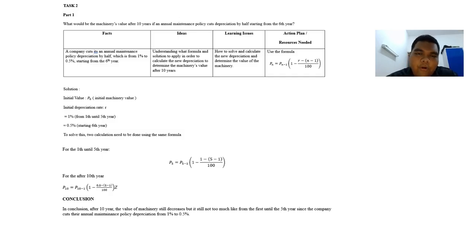So in conclusion for this question, after 10 years, the value of this machinery still decreases, but it's still not as much as before, from the first until the 5th year, since the company cuts the depreciation rate, annual maintenance policy from 1% to 0.5. We cannot provide the exact value since this question didn't provide us the initial rate of this machinery.